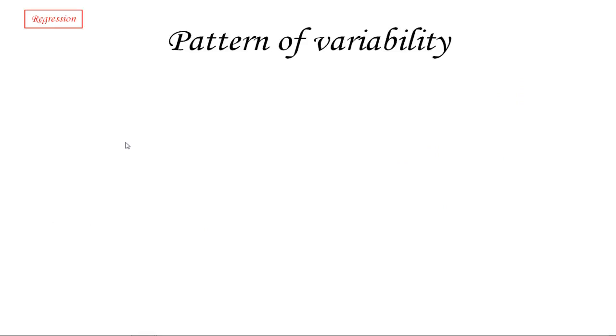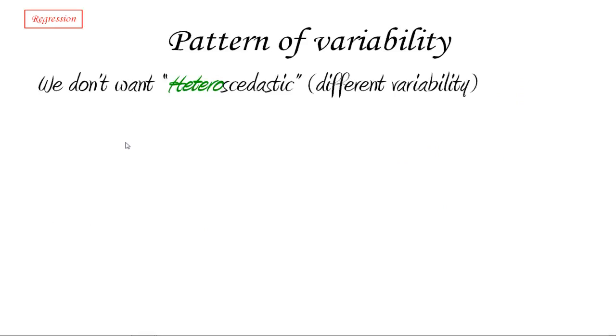Now, what we don't want to see is heteroscedastic data, so different variability. And this can come in several forms. The three most common ones are the following. You can have data that looks like this. Looks innocent enough, doesn't it?